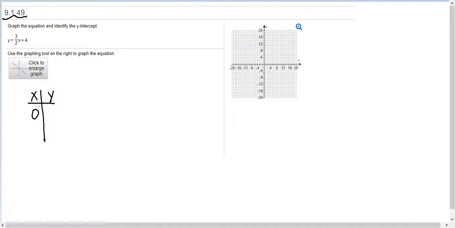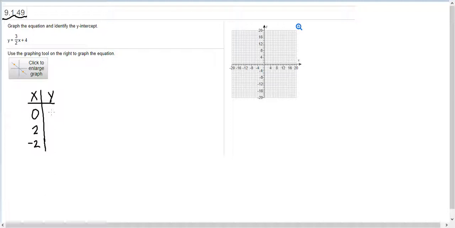Now I'm going to be smart here. I generally tell students to use 0, 1, and negative 1. If I do that here, when I put 1 in for x, I'm going to get 3 halves times 1 is 3 halves plus 4. It's going to create a fraction. So the smart thing to do is, instead of doing negative 1 and 1, do 2. Pick the denominator of the fraction and use that number for x. Again, you can pick any values of x that you want, but there are sometimes some smart choices.